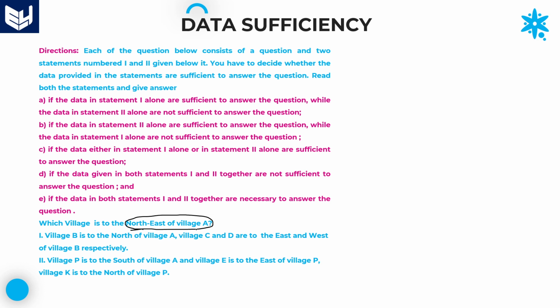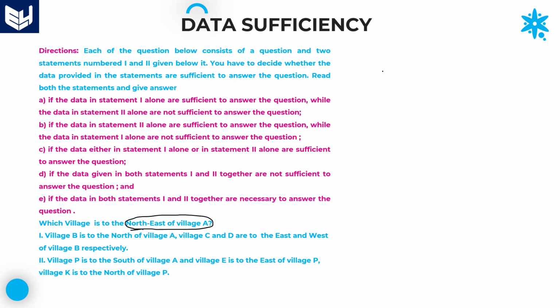If you want to get the answer, definitely you must have village A in each and every statement. In the first statement, you have village A, so there is a chance of getting the answer. In the second one also, you have village A, so definitely there is a chance of getting the answer from the second one as well as the first one. Let's see the first one.